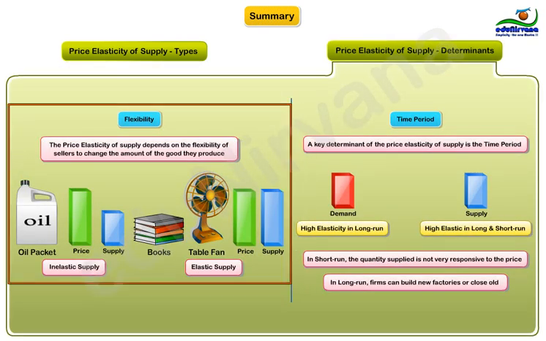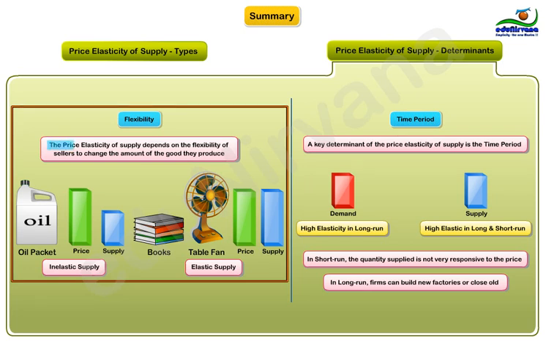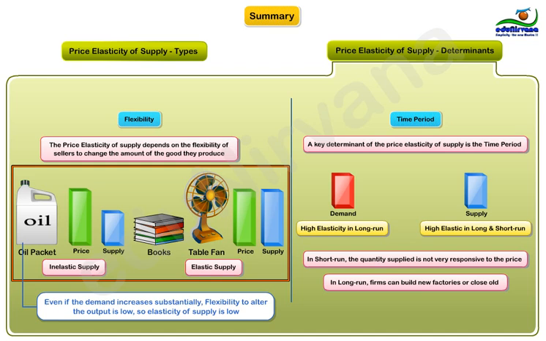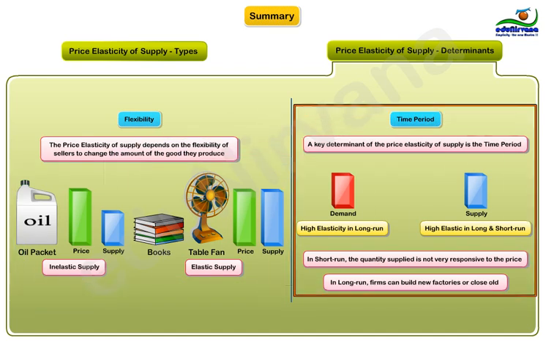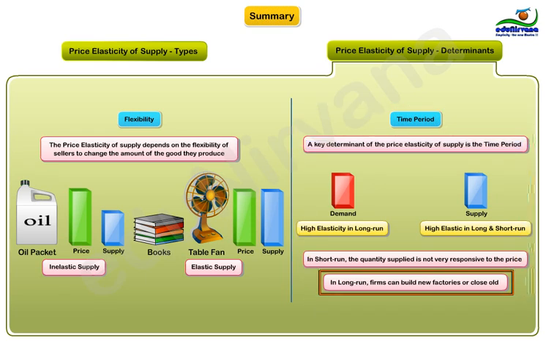Flexibility. The price elasticity of supply depends on the flexibility of sellers to change the amount of the good they produce. Elasticity is low if the flexibility is low and vice versa. Time period. In most markets, a key determinant of the price elasticity of supply is the time period being considered. Supply is usually more elastic in the long run than in the short run.